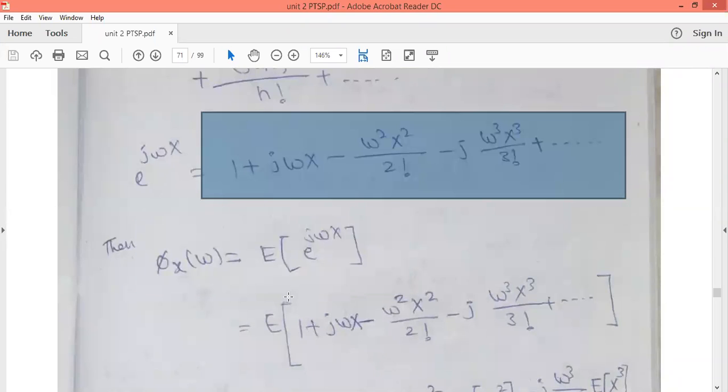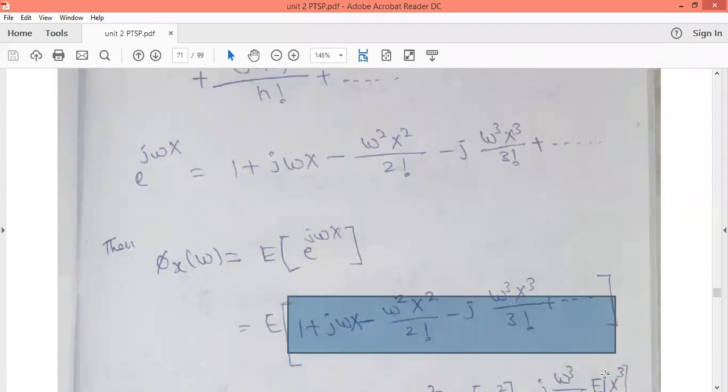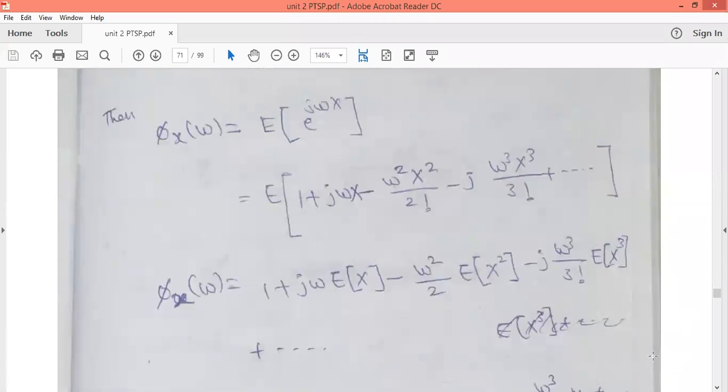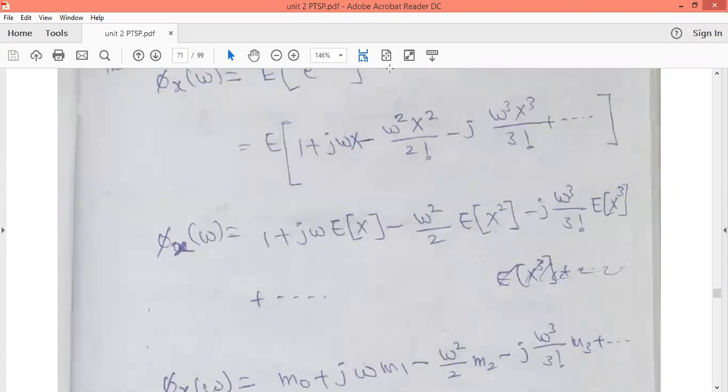Okay, it is the expected value of 1 plus j omega x minus omega square x square by 2 factorial minus j omega cube x cube by 3 factorial plus so on. Now we apply this expected value to each and every term. Expected value of 1 will be what? Expected value of 1 will be 1 only, plus j omega, expected value of x. Omega square by 2 is a constant, we write it outside. Expected value we are applying to only x square.